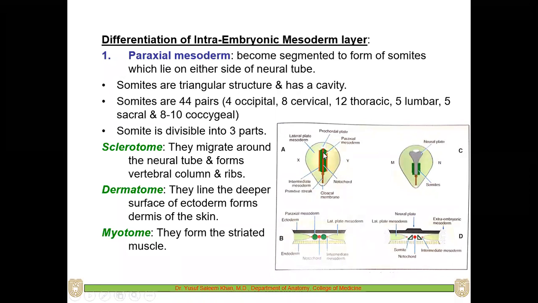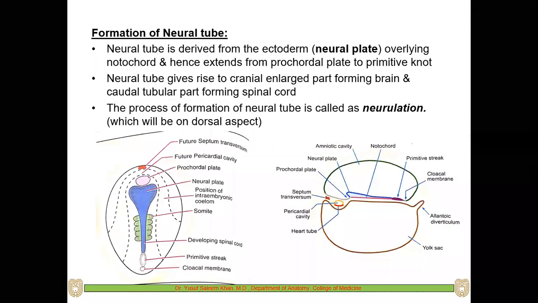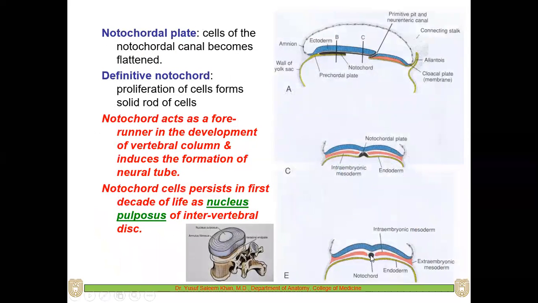Okay. So here, if you see, this is the notochord, and beside that is the mesoderm. Mesoderm here, as well as here mesoderm. So now the mesoderm differentiates itself into paraxial mesoderm. Paraxial mesoderm becomes segmented to form somites which lie on either side of the neural tube. So if you see on either side of the neural tube, the mesoderm which was there. So if you again go back to these pictures, this is the notochord and here was the neural tube. And here this is the intra-embryonic mesoderm.